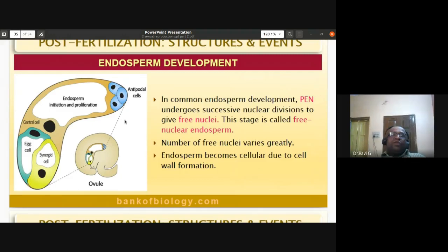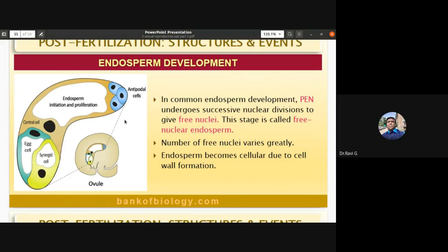So you might see endosperm development. The primary endosperm nucleus undergoes successive nuclear divisions to give free nuclei, without cross-wall formation. This stage is called free nuclear endosperm. The number of free nuclei varies greatly. Endosperm becomes cellular due to cell wall formation.